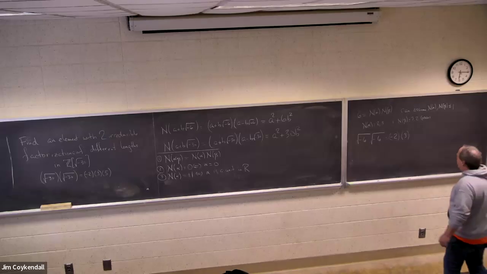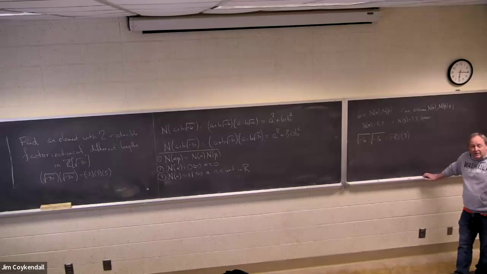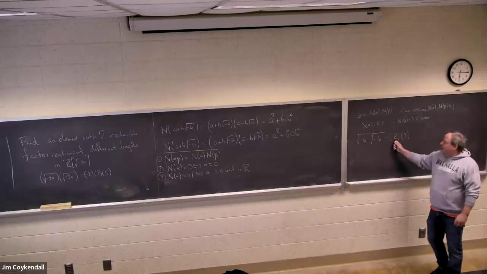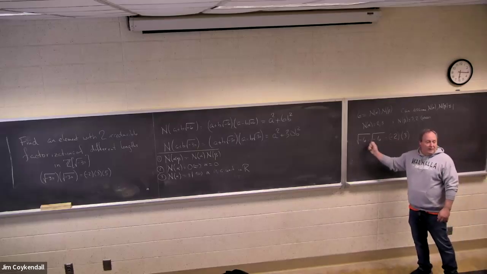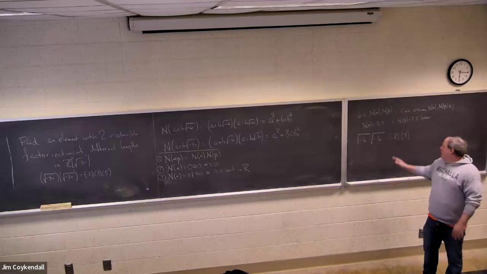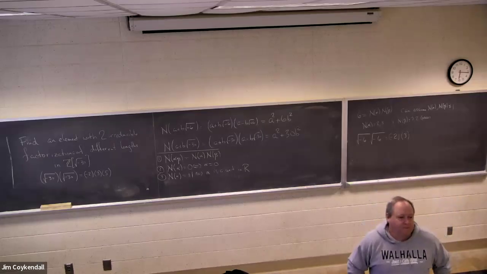Oh, here's another way. If you have an atomic domain, that is, an integral domain where everything that's not zero and not a unit factors into irreducibles, it's a UFD if and only if every irreducible is prime. If you look at this factorization right here, 2 is not prime because 2 divides the product here, but it doesn't divide either one of the factors. Okay? So because you have an irreducible that's not prime, it can't be a UFD.